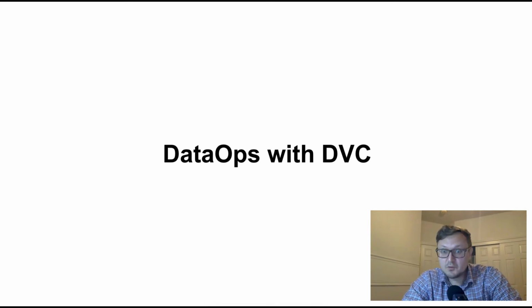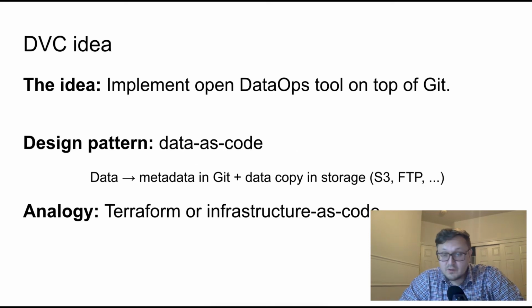In this part, I will show you how those principles of DataOps are implemented in the tool that we have built, DVC, or data version control. So first of all, let's start with the ideas behind it. DVC implements the DataOps principles on top of the existing tool, Git. Why did we make this decision? We made this decision because we'd like to build ML infrastructure on top of software engineering infrastructure.